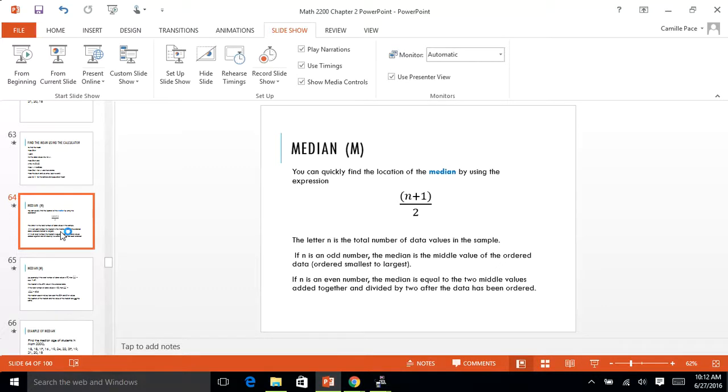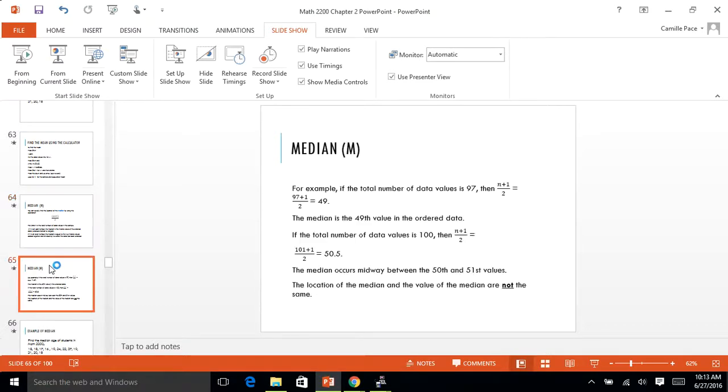So if n is an odd number, the median is the middle value of the ordered data from smallest to largest. If n is an even number, the median is equal to the two middle values, and then you divide them by 2 once you've added them together. So basically, if your n is an even number, the median will be the average of your two middle values, the mean of the two middle values.